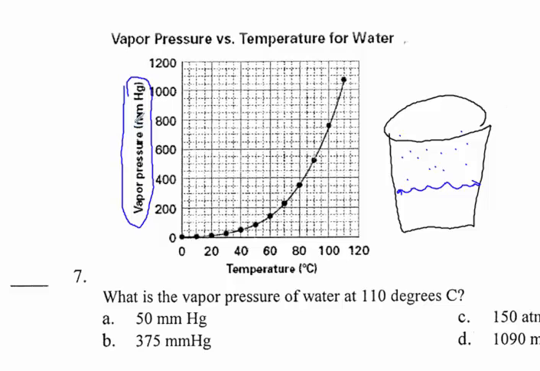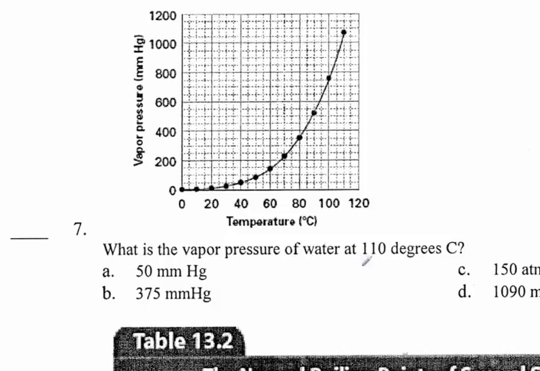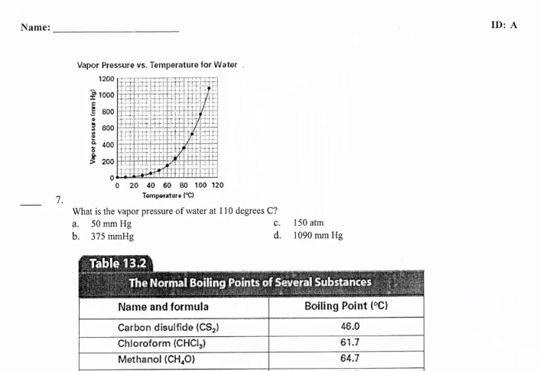Now, one thing about this is millimeters of mercury, so just so you should know, when it gets to 760 millimeters of mercury, that's equal to 1 atmosphere. So that's why it's showing water at 100 degrees C, the vapor pressure is 1 atmosphere here. Alright, so the question here, what is the vapor pressure of water at 110 degrees C? Okay, so at 110 degrees C, the vapor pressure, whoa, it's way up there above 1,000. So the answer has to be D. Okay, so let's move on.